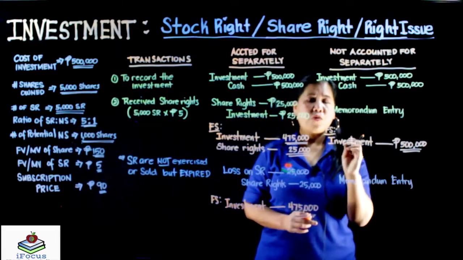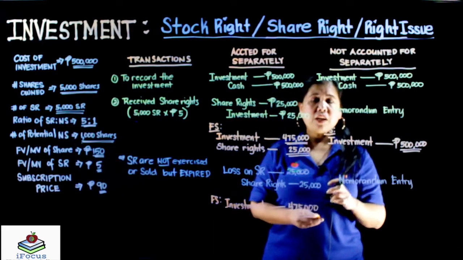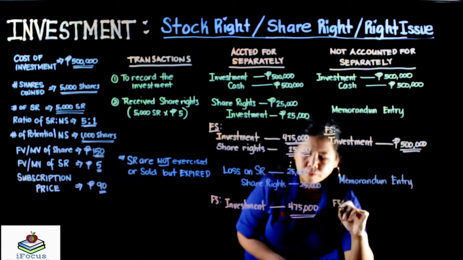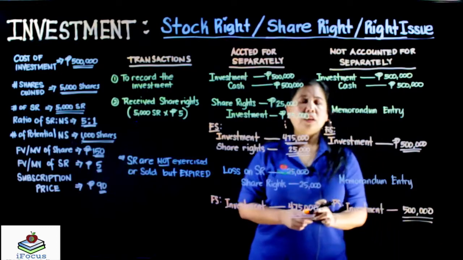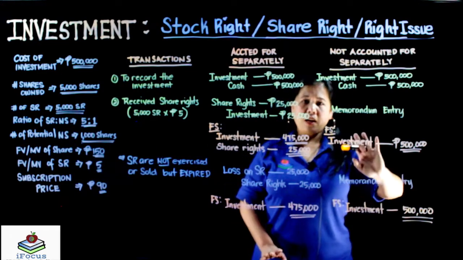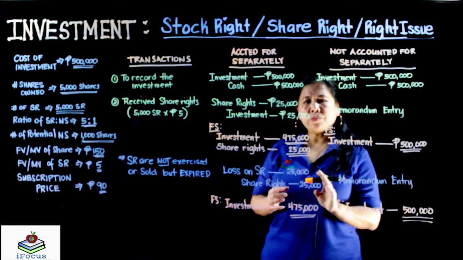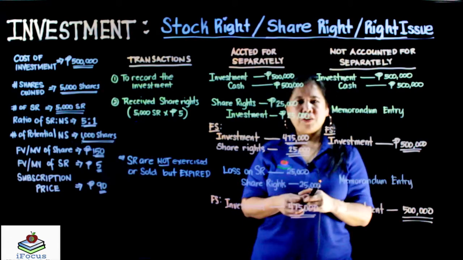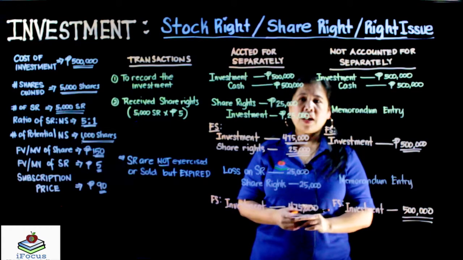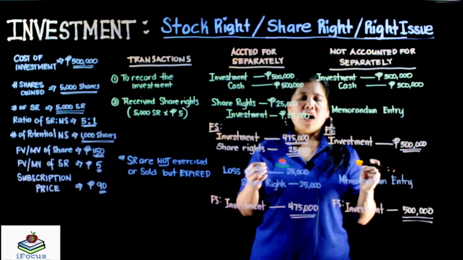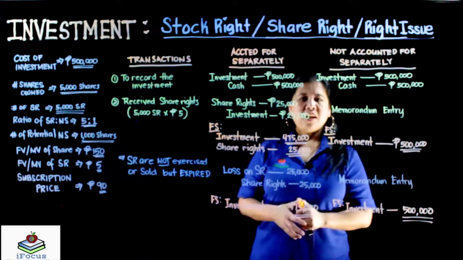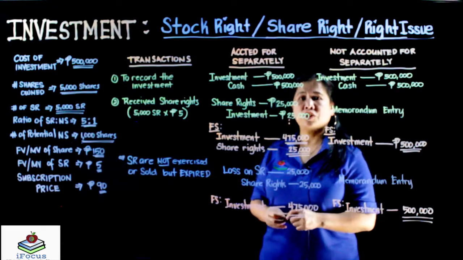Not accounted for separately, ang kanyang investment account ay 500,000. So, yan ang mga differences ng accounted for separately at not accounted for separately. You make sure na alam mo kung paano ina-account ng investor ang kanyang share rights, dahil magkaiba ang kanilang magiging carrying amount ng kanilang investment. Yan ang tip ko sa'yo dito sa share rights.